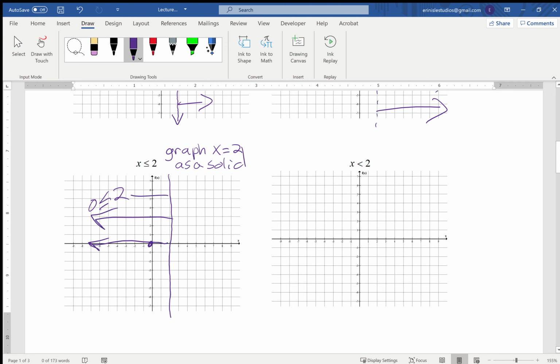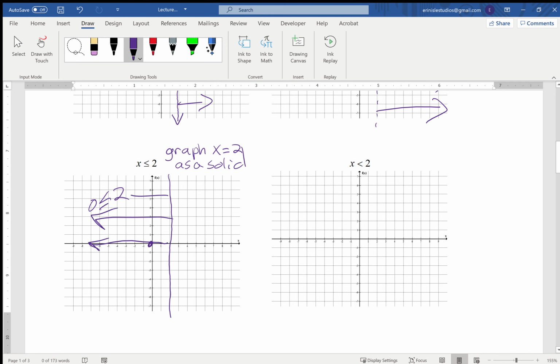Okay, so y is less than or equal to negative 2. So now y equals, remember, crosses the y-axis. So my line is this one. Oops, it's going to be a solid line. I apologize for creating a dotted line. It's a solid line. And y is less than or equal to that.